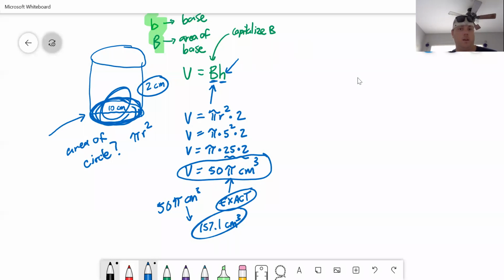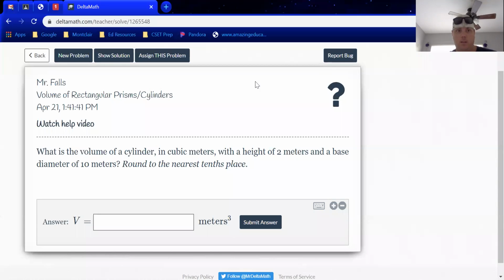All right, I'm not seeing anything, so that's good, and that's fine. So let's move on. I'm going to go back to my Delta Math screen here. Give me a second. Okay, here's the Delta Math screen.